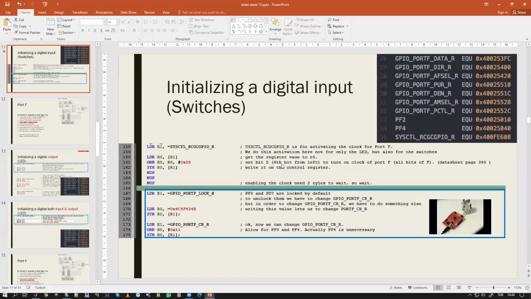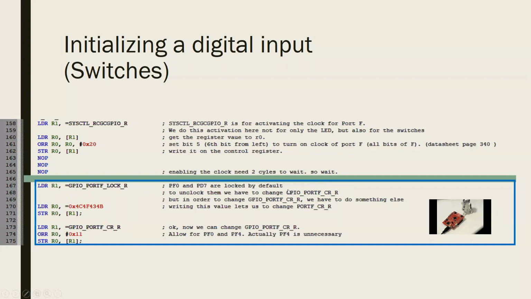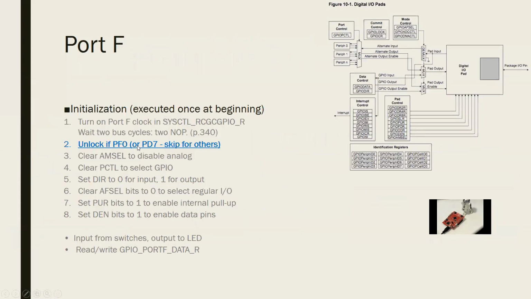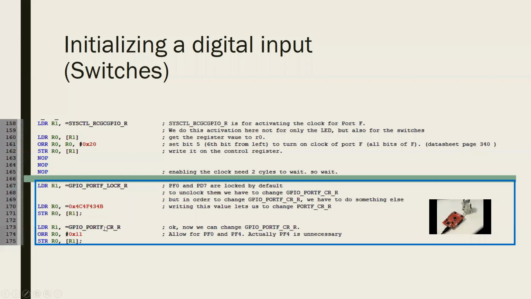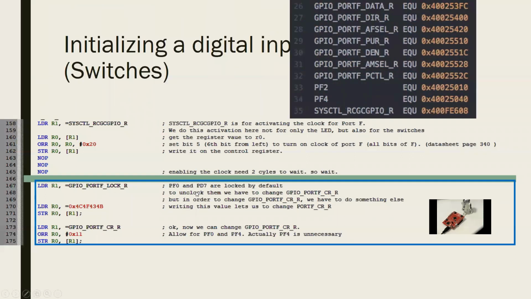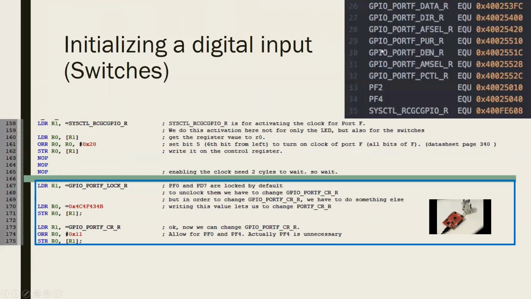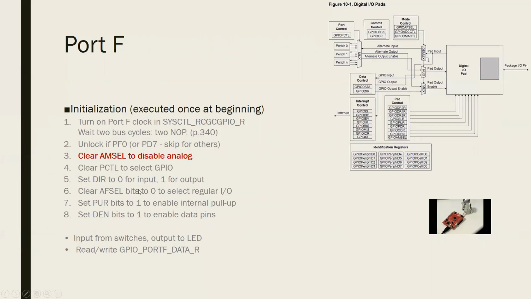Okay, good. We continue then. So actually, the step that we skipped the previous time because we were not using PF0, we did not skip this time. And this is the procedure. So the numbers are here. Okay, so the next step is disabling the analog mode selection.